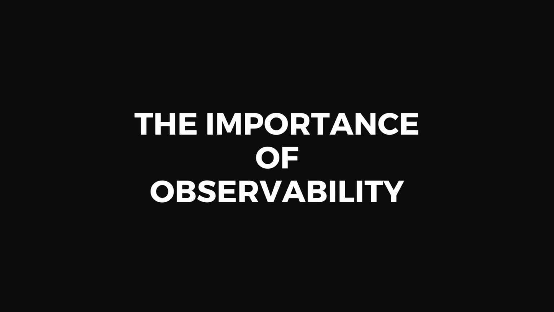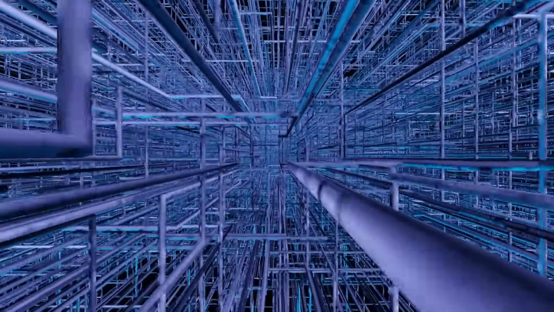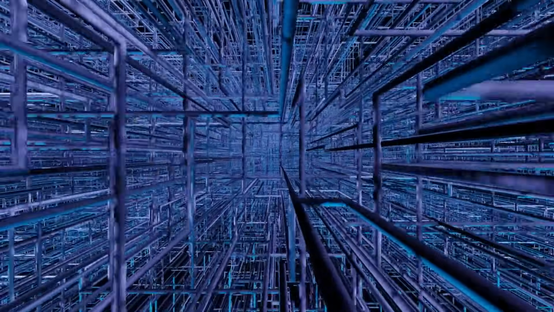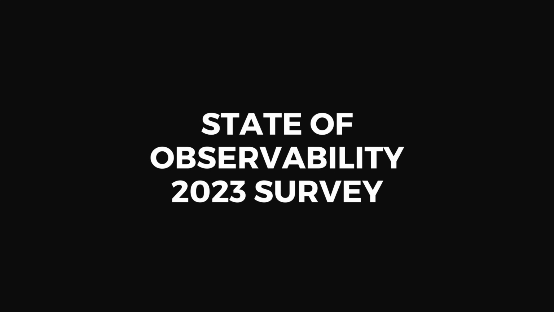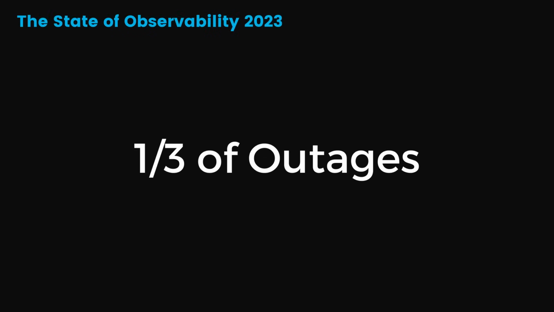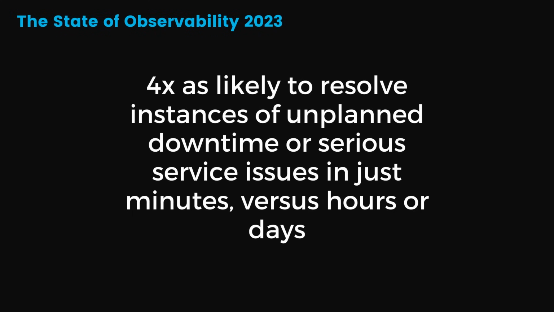Well, as software becomes more complex and more distributed, the importance of observability has never been more critical. This is not just theoretical. We see the benefits of observability across the industry. For example, the State of Observability 2023 survey discovered that observability leaders report 1/3 the number of outages per year as beginners, launching 34% more products and revenue streams, and being 4 times as likely to resolve instances of unplanned downtime or serious service issues in just minutes versus hours or days.